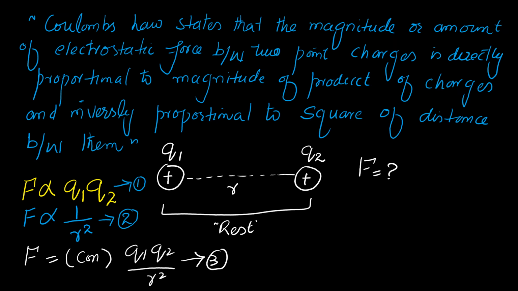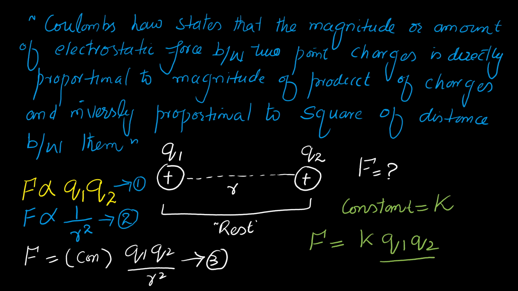The constant used in Coulomb's law is known as the Coulomb constant, and it is represented by capital K. So we can incorporate capital K in equation number 3. We get Coulomb's equation as F is equal to K q1 q2 divided by r square. This will be the force exerted by the two point charges when they are at rest.